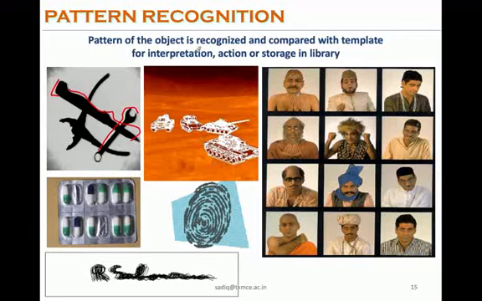That is, the pattern of an object is recognized and compared with a template for interpretation, action, or storage in the library. We have seen this kind of image, or for identifying a person, in all these cases, certain patterns will be the same, only superficial modification will be there. In automated thumb verification as well as signature verification, the system compares many patterns of many impressions already stored in the memory with the available information for further applications.